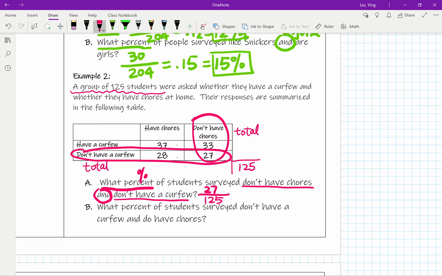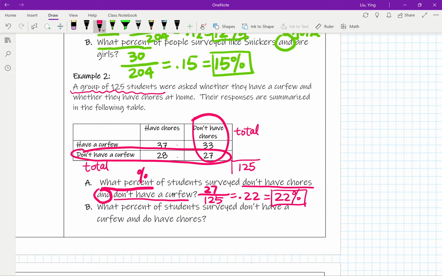Okay, so let's put that in the calculator and see what it looks like. 27 divided by 125. So the decimal was 0.216. So let's round that to 0.22. And times 0.22 by 100 and change that to a percent, which is 22%.